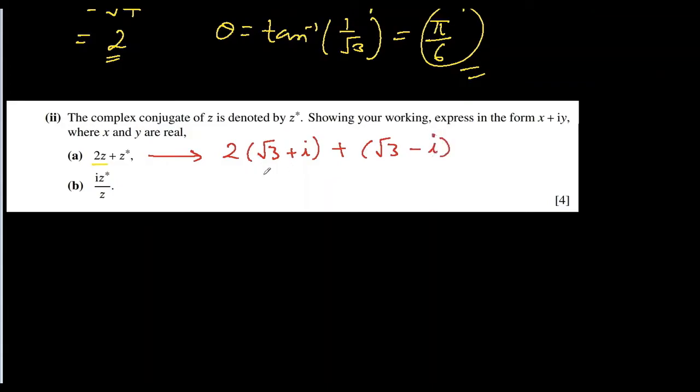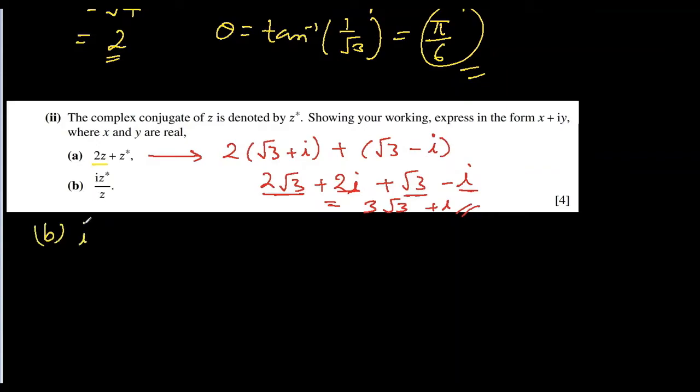So let's open the brackets. 2 square root 3 plus 2i plus square root 3 minus i. And this comes out to be 2 square root 3 plus square root 3 will be 3 square root 3, 2i minus i will be plus i, and that's the answer of the first part. Let's do the B part of the same.